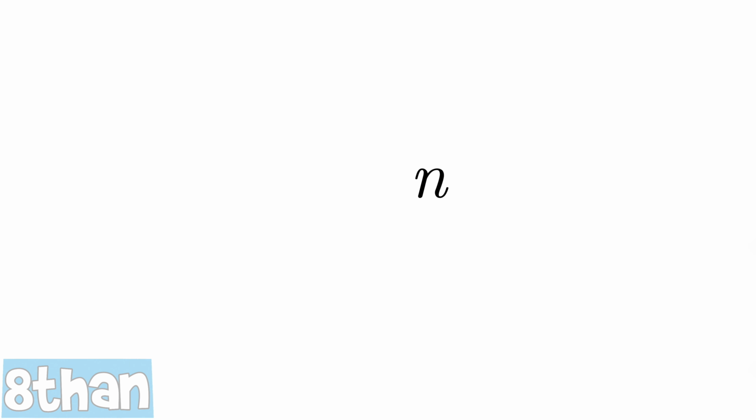First off, let's start by setting x to 1, and looking at the values. 1 to the power of 1 is 1. 1 to the power of 2 is also 1. 1 to the power of 3 is again also 1. It looks like changing n isn't really doing anything here.